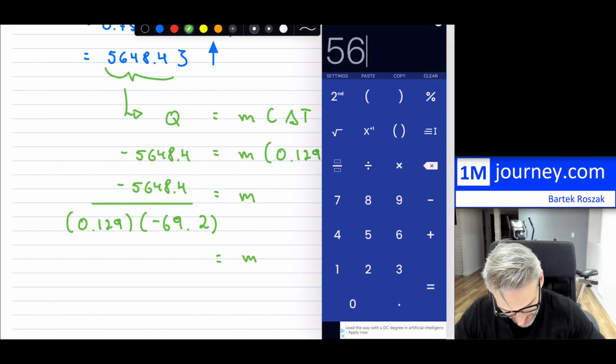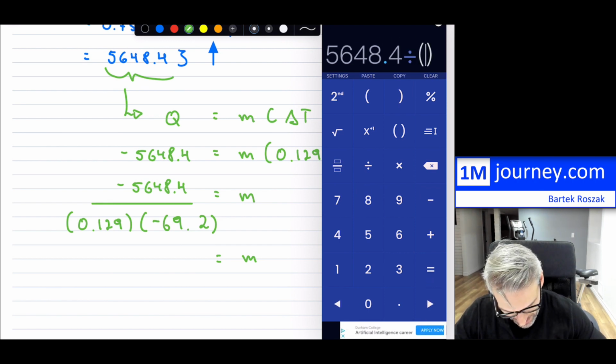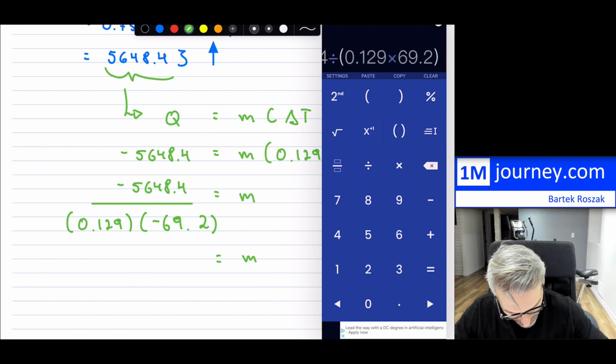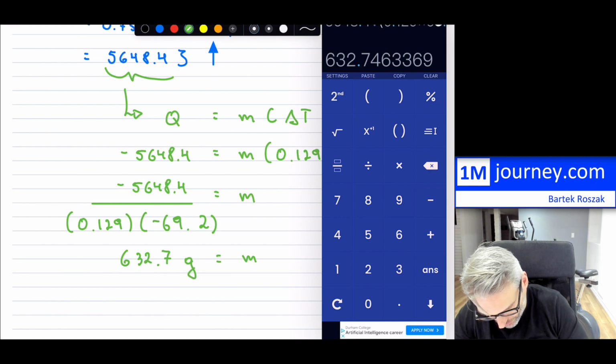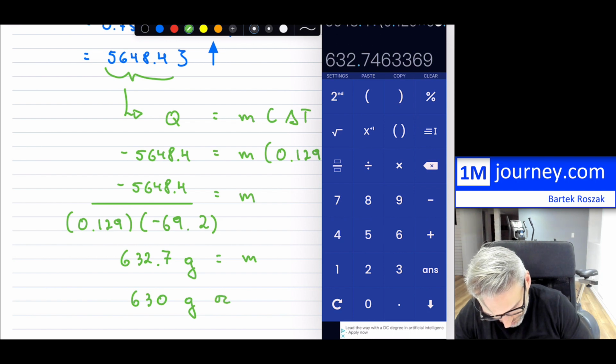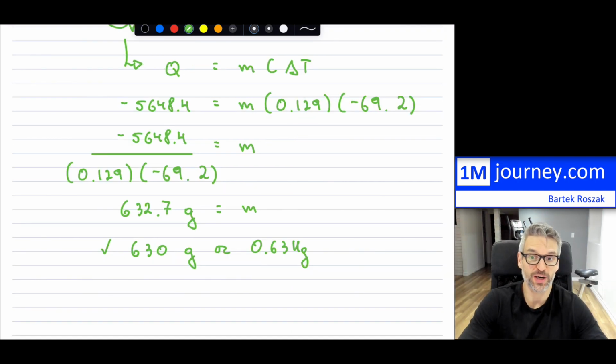5648.4 divided by 0.129 multiplied by 69.2. I got rid of the negatives there. And notice this is 632.7, but this is grams, right? So two significant figures. This is approximately 630 grams, or 0.63 kilograms. All right, so that's it for this one.